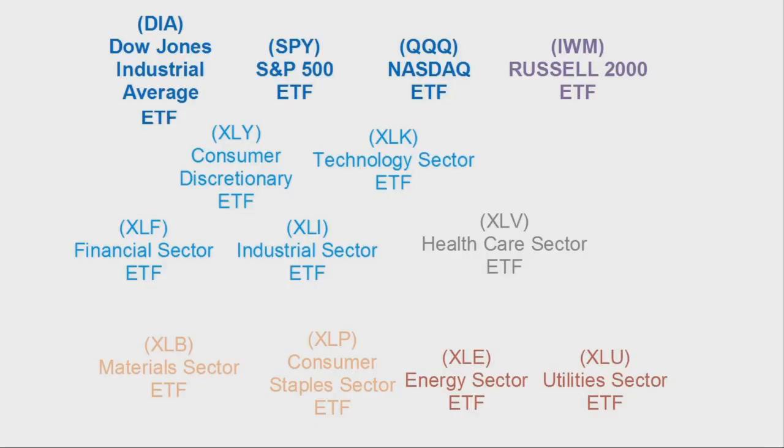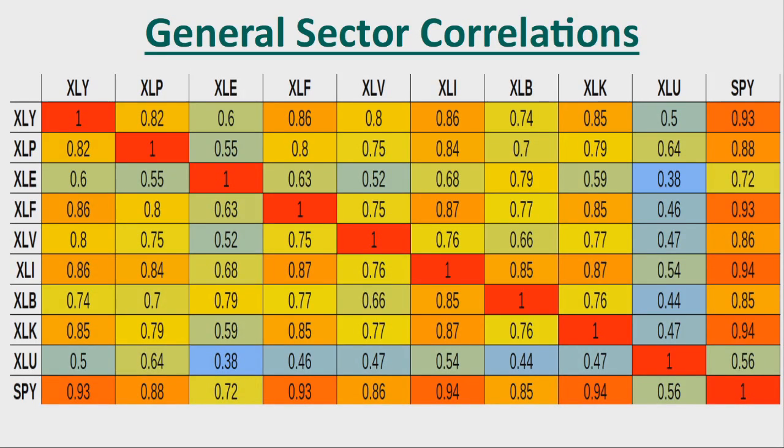Next, there is XLB, the material sector ETF, and XLP, the consumer staples sector ETF. Go back to the correlation table, bottom row with SPY, line it up with XLB and the XLP column, and you see that the correlations drop off slightly. XLB with 0.85 and XLP with 0.88. These are still quite strong, but they begin to weaken.